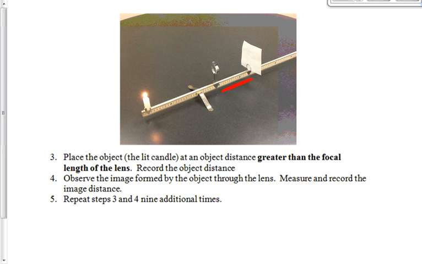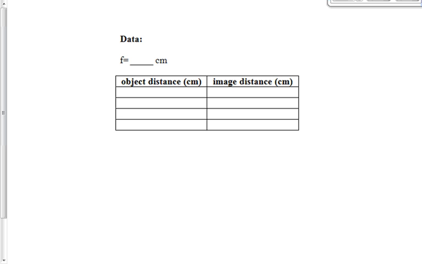But somebody told me that we're going to change the object distance by moving the lens. So let's move the lens somewhere, get a new object distance, get a new image distance, get another object distance, get another image distance, and so on. You're going to keep repeating it so that you have a total of 10 different trials. Your data table is going to look like this. Object distance, all the way down through 10 trials. Image distance, all the way down through 10 trials.